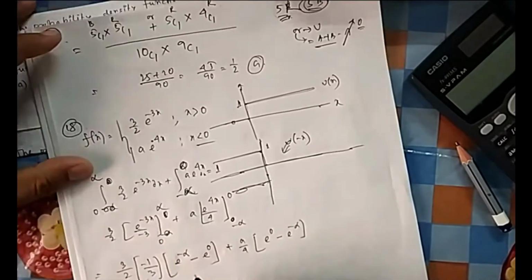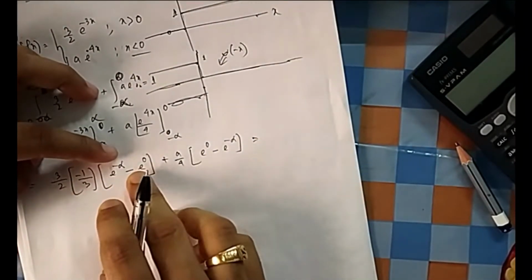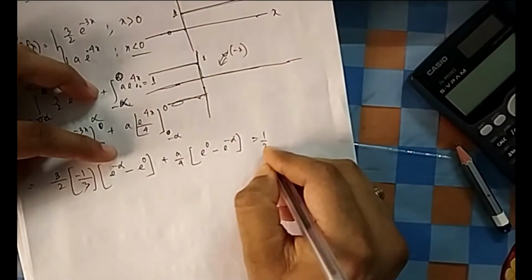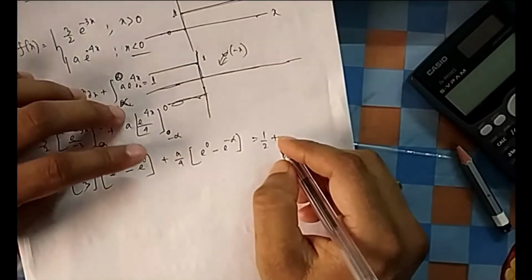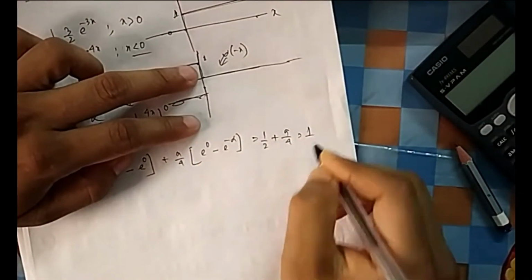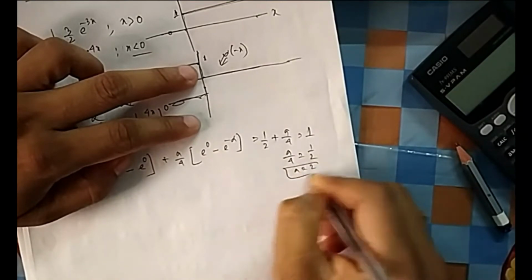What is the meaning of e to the power minus infinity? E to the power minus infinity is 0. So it will give 1 minus 1 minus, then plus, the 3 get cancelled, so it is half plus, and here it will be e to the power 0 a by 4. This is equal to 1. So a by 4 is equal to half, or a is equal to 2. So now you got a is equal to 2.